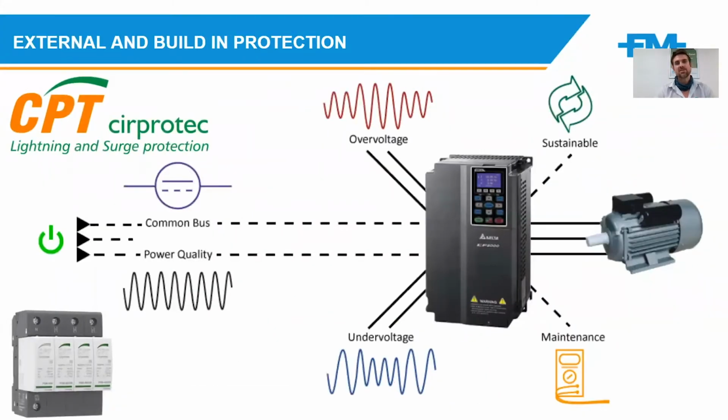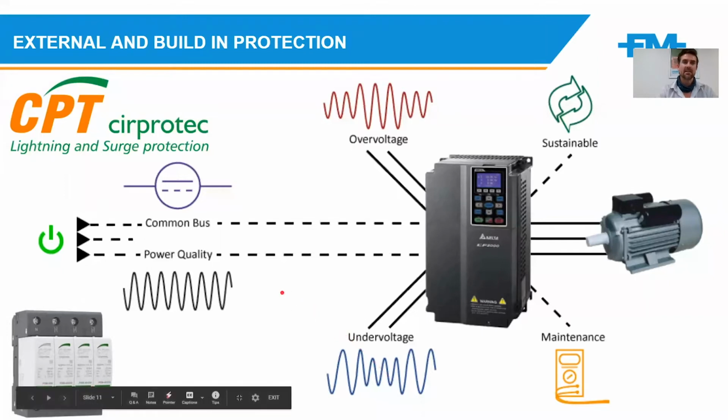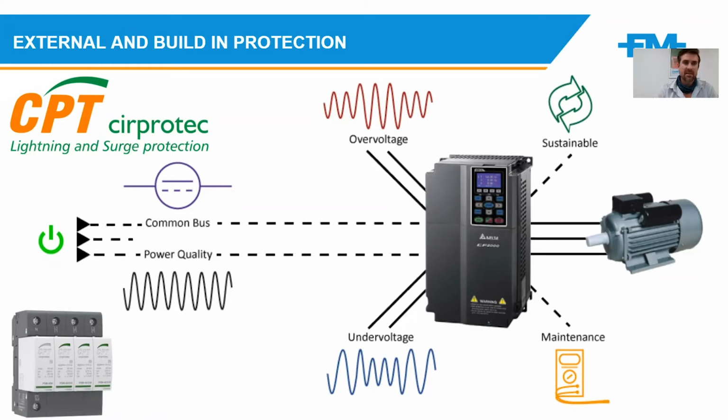The drive has a host of built-in protection: over voltage, under voltage, underload, overload, but we also add in external protection in our pump solution. So that's with our CPT Ciprotec surge and lightning protection, which is standard on all irrigation panels. We found in the areas that the irrigation systems are used, the energy and the supply thereof is normally quite unstable. And the extra protection that the surge, external and internal, offer will ensure longevity of the system.